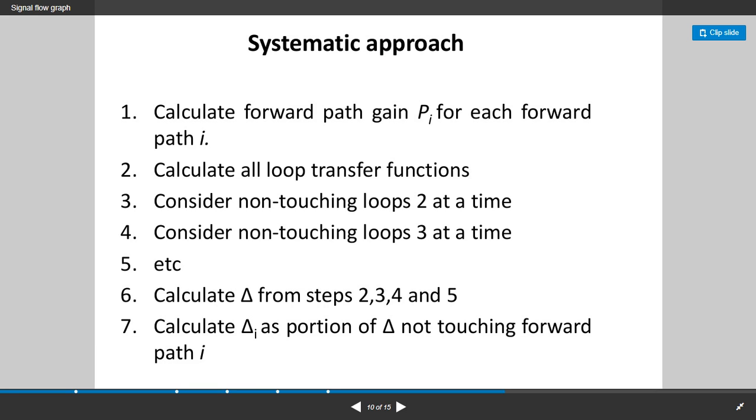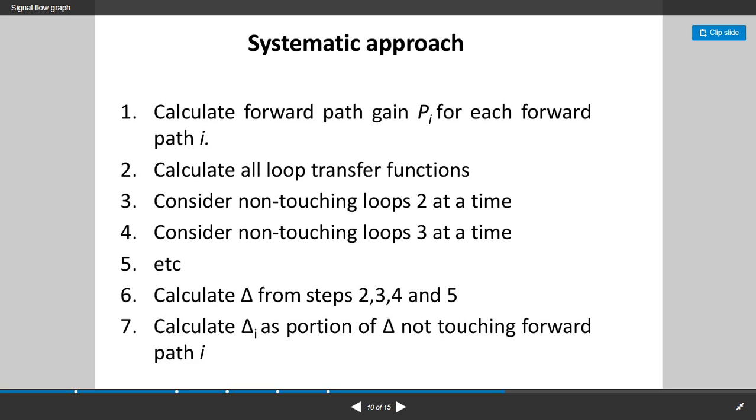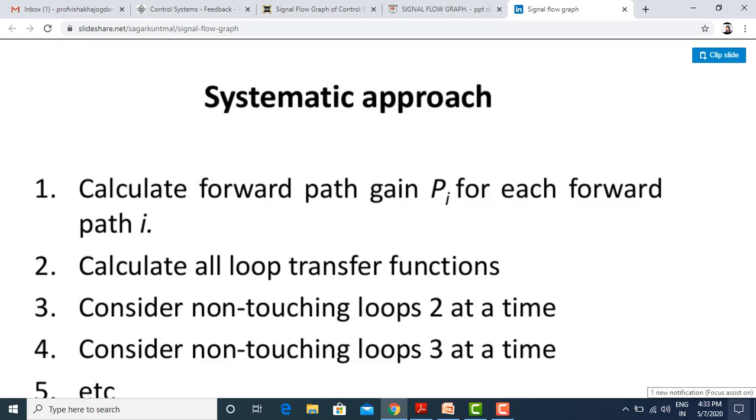So the systematic approach to solve Mason's gain is: first, calculate the forward path gain, that is Pi, for each forward path. Calculate all loop transfer functions. Consider non-touching loops two at a time. Consider three non-touching loops at a time. Then calculate delta for steps 2, 3, 4. Then calculate delta i as the portion of delta not touching the forward path. These are the 7 steps.